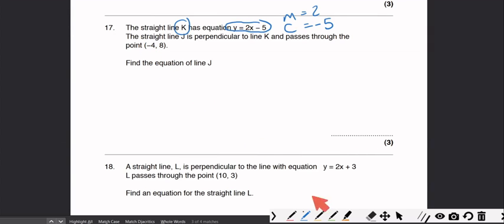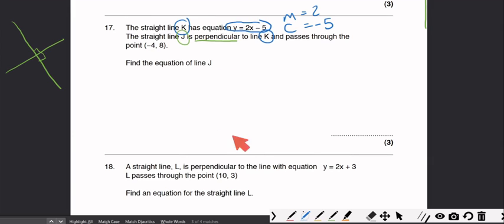Right, there's another straight line, J, and it's perpendicular. Perpendicular means when two lines are perpendicular, that means they are at right angles to each other, 90 degrees, right? So for example, this and this are 90 degrees. So J is perpendicular to K. That one is perpendicular to this.